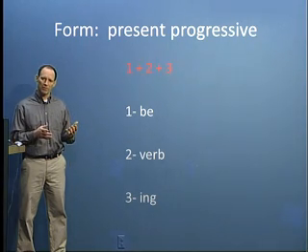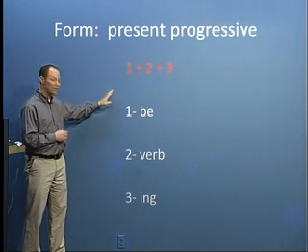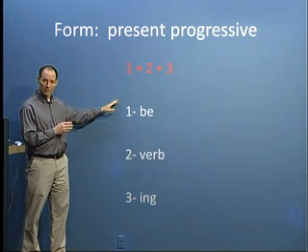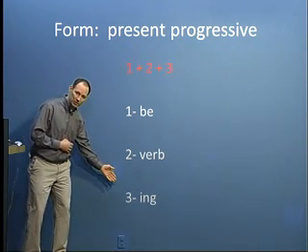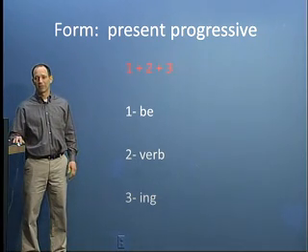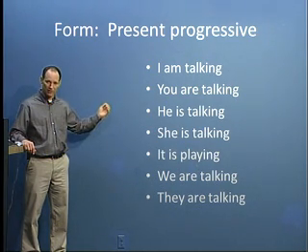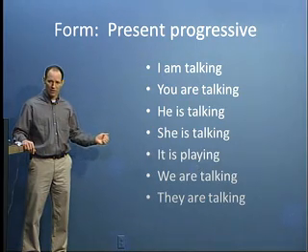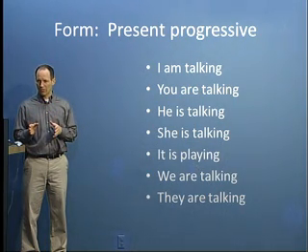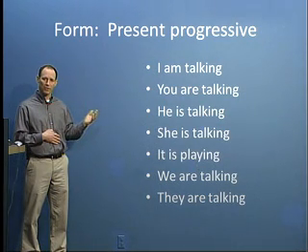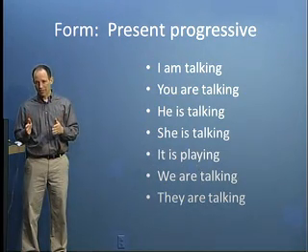Present progressive, when we're forming it, we think about 1, 2, and 3. So the 1 is the form of the verb be, which in a sentence is going to look like am, is, or are. And then we have the verb, and then we put ing on the verb. Some examples: I am talking, you are talking, he is talking, she is talking, it is playing, we are talking, they are talking. So what you can see in all of these examples of the present progressive, I have some form of the verb be, either am or are or is, plus the verb plus ing.